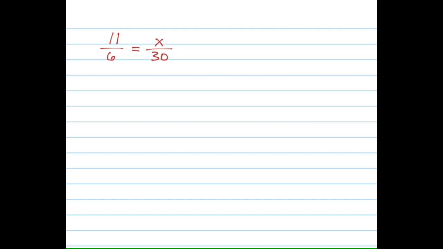So I have x divided by 30. How do I get rid of a divided by 30? I multiply both sides by 30. That will cancel out the 30 on the right-hand side. What will I have on the left-hand side? Emily.